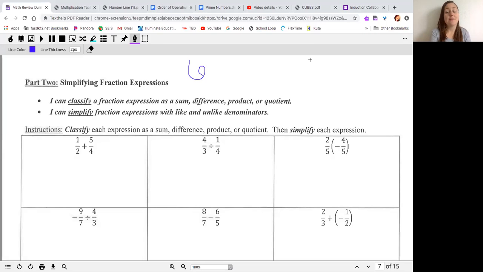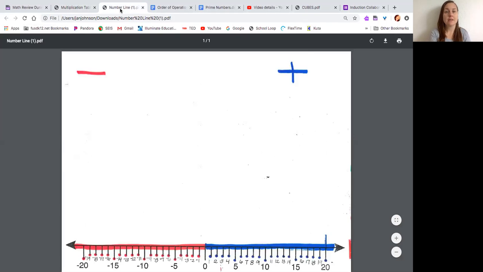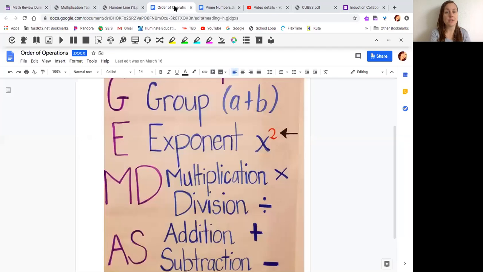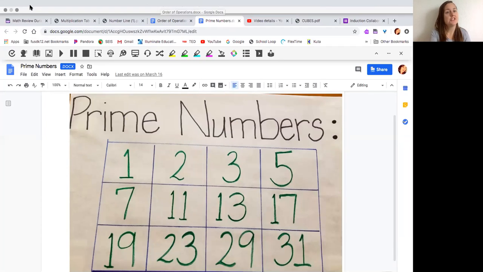All right, welcome back. We are now on page 6. To complete this page, you may need your multiplication chart, number line, order of operations, prime numbers. You may need none of these, one or two of them, or all of them. Just make sure that you have your math folder ready.